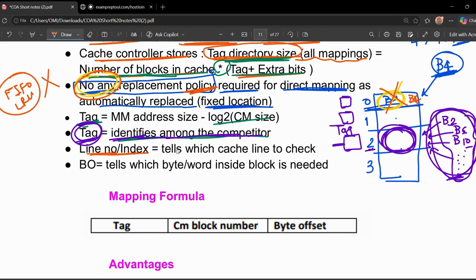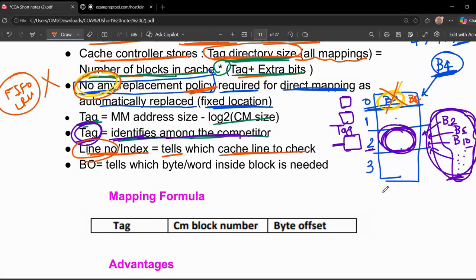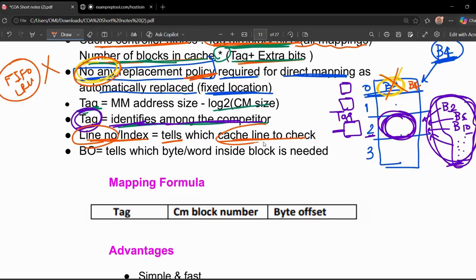Now, what is the line number, or index? It tells which cache line to check. Because this is the line number, the line number will tell which cache line to check. And now, what is the block offset? It tells which byte or word within the block is needed.